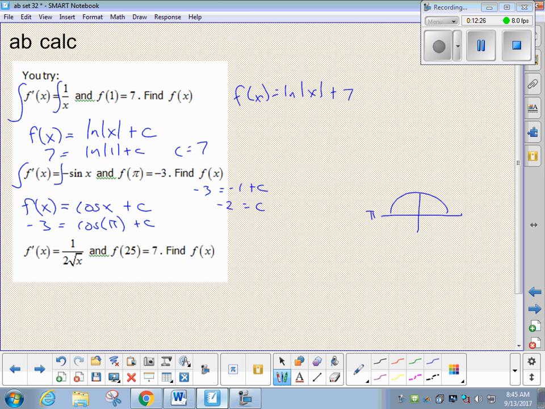Oh, maybe you're jumping straight to the answer. That's what you said too. I see. Okay, so f of x equals cosine of x minus 2. How'd you do that?